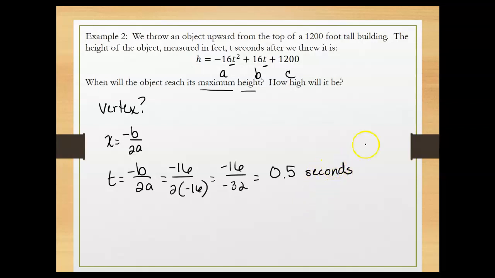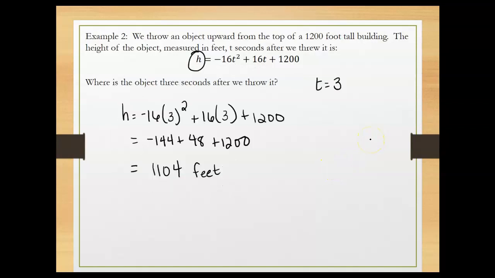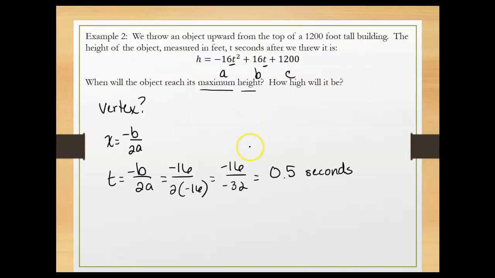Then it asks, how high will it be? Well, remember the last equation where it gave us the seconds? It told us that the time was 3 seconds. Now we just finish this up in the same way that we did that problem. It's giving us the time. So we're going to substitute that 0.5 in for t. So it becomes negative 16 times 0.5 squared plus 16 times 0.5 plus 1200. And that's going to give me the height. I square that 0.5 first. That gives me 0.25 times negative 16 gives me negative 4.